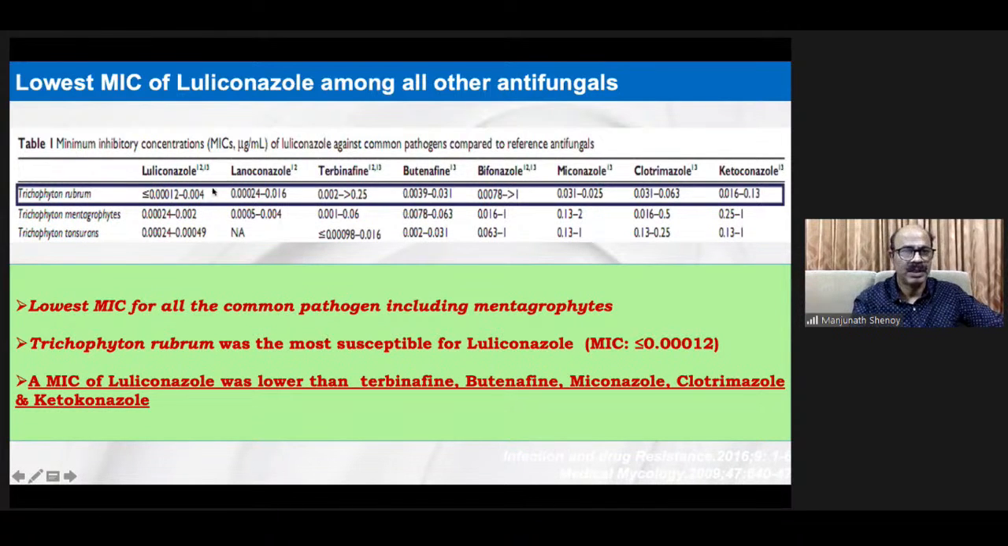That means it has a low MIC, which means high potency. So how do you interpret this? The lower the MIC, the higher the potency of the molecule. It has a higher potency compared to all other commonly used antifungals. That is something to be understood. Liliconazole stands out compared to any other molecules because of its low MIC. So that's something to be understood.